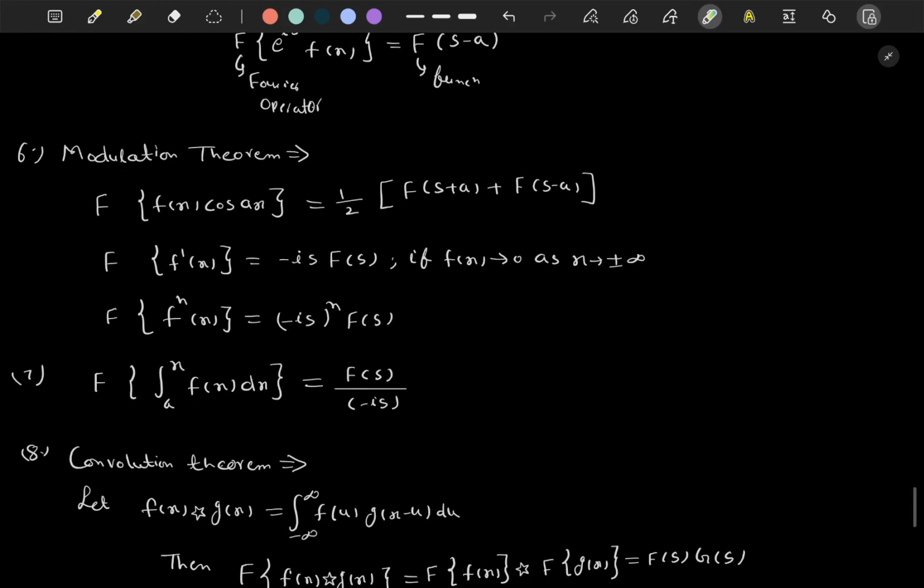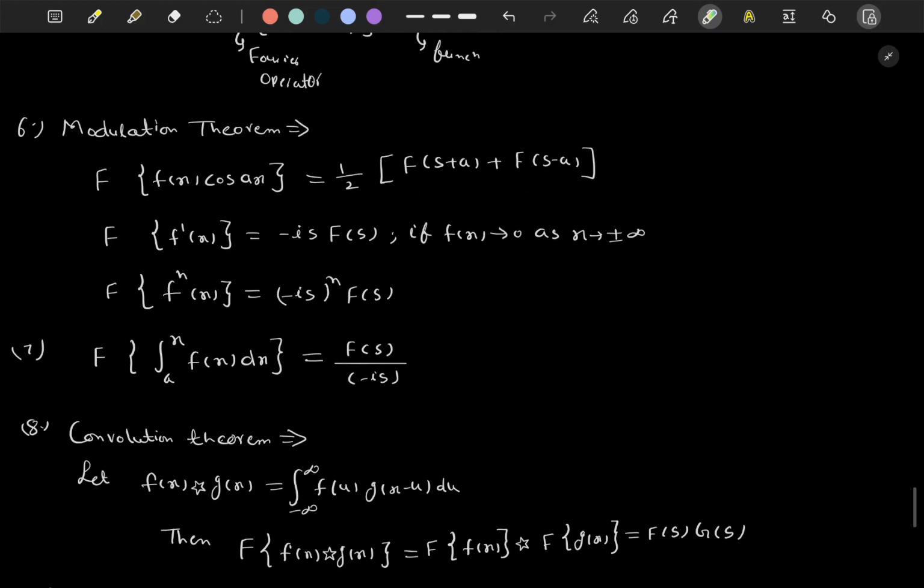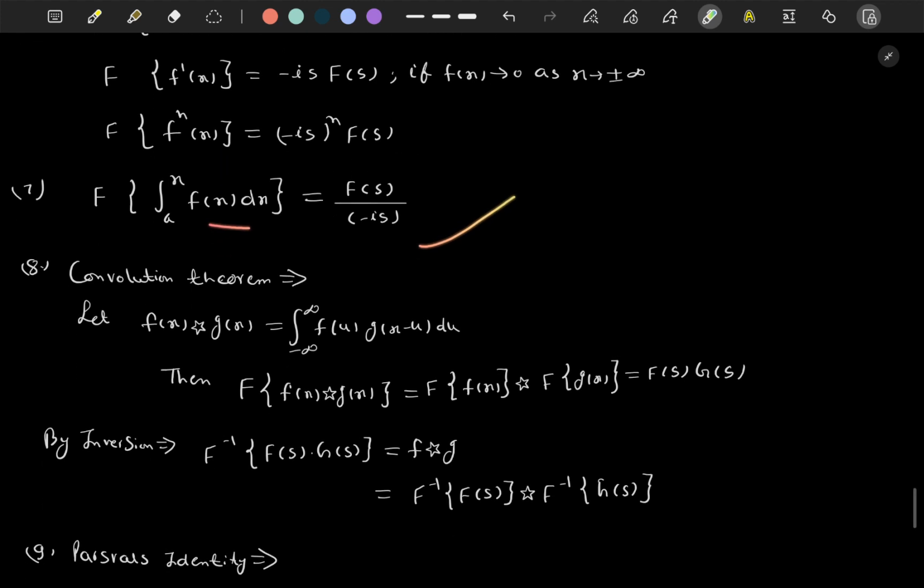Now modulation theorem. If we have f of x cos ax, then 1 by 2 times F of s plus a plus F of s minus a. And if its derivative is there, then minus iota s F of s, if the function is 0 as x tends to plus minus infinity. And if the function's nth derivative is 0, then minus iota s to the power n F of s. So the integral of f of x dx will be F of s upon minus iota s.